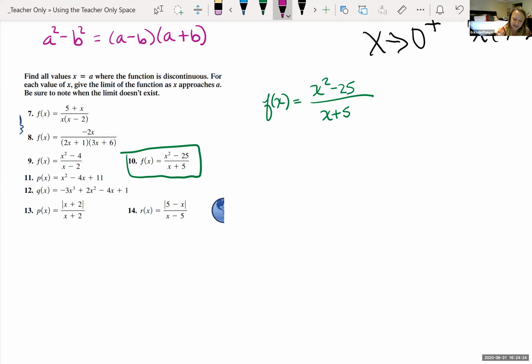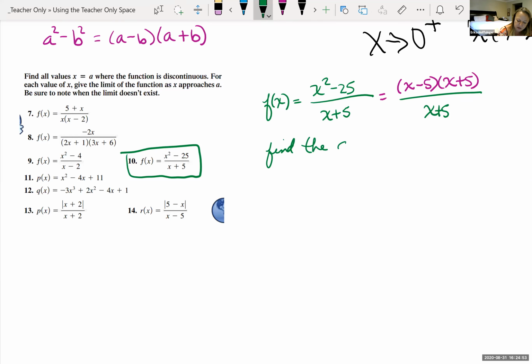And so there is something I can square to get x squared, and in this case, this is the same thing as x. And what I can square to get 25 is 5. So I can factor this as x minus 5 all times x plus 5, all over my denominator, which is x plus 5. So the domain of f of x, we have to exclude any values which set the denominator equal to 0.